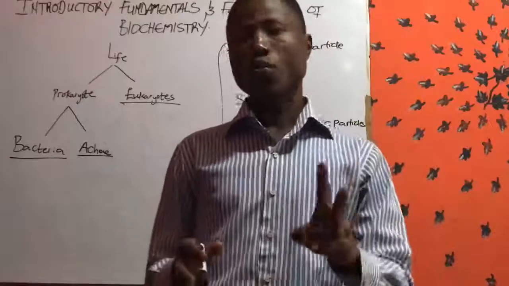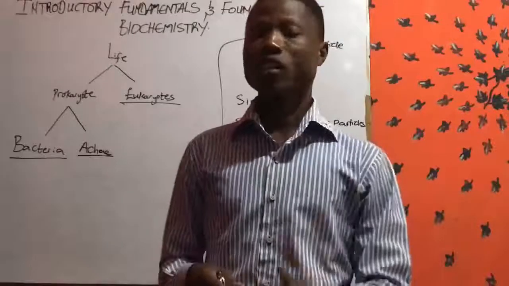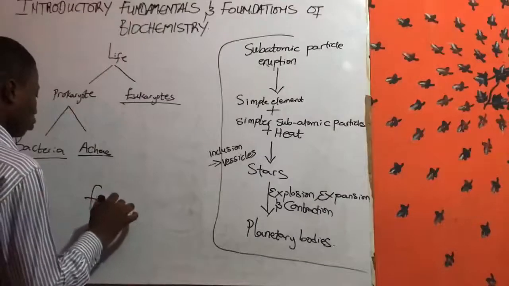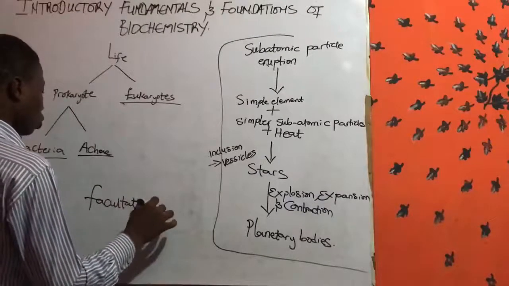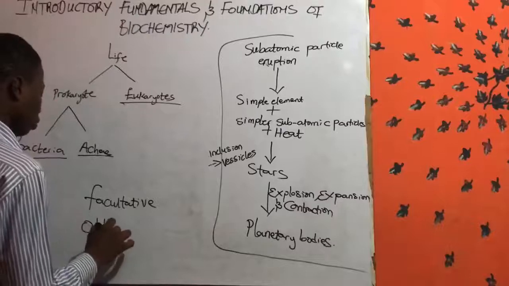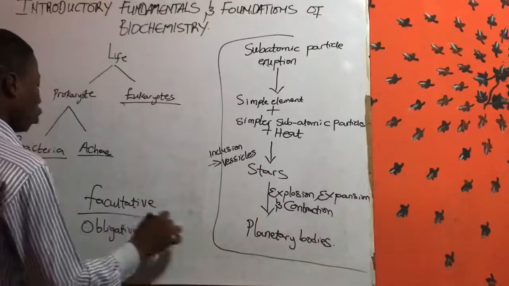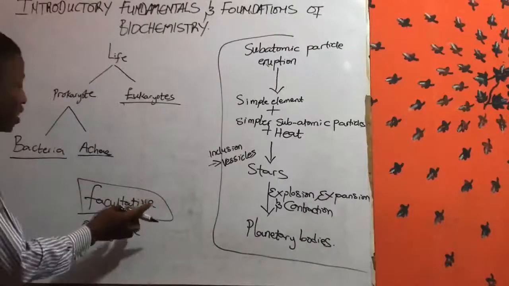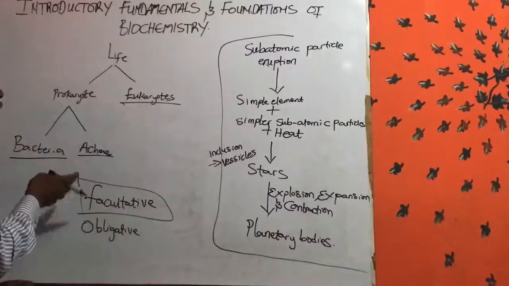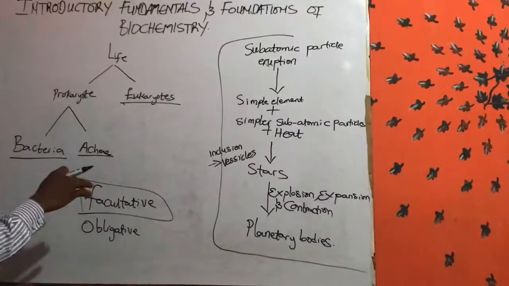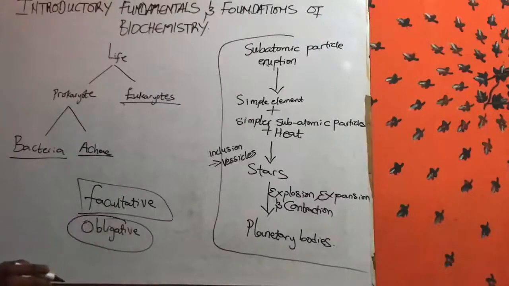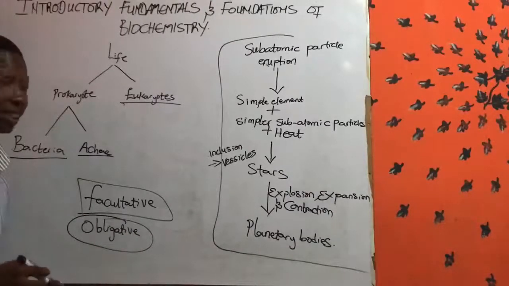Now, with these two, being aerobic or anaerobic, there are two categories. They can either be facultative or obligate. A facultative anaerobe is an organism that lives in anaerobic condition and could also survive in aerobic condition. But when I say obligate anaerobes, these are organisms that survive only in anaerobic condition.